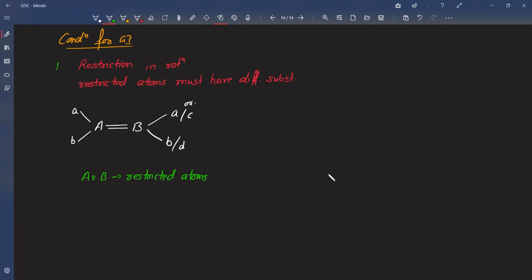Then there are two other substituents at A, and they are different, and two substituents at B, and they should also be different, right? So two substituents at A, and both are different. And even there are two substituents at B, and both of them are also different. What will happen if one of them is same?